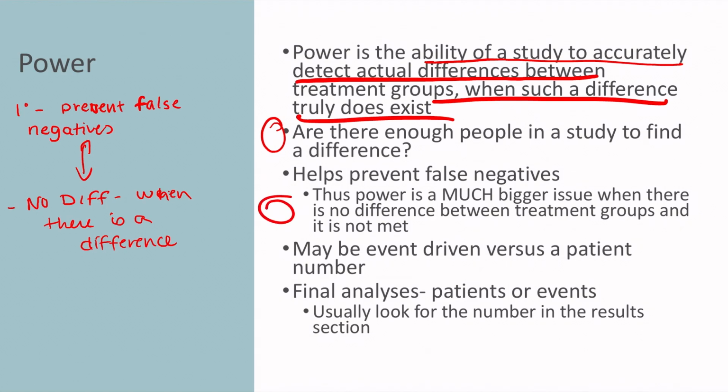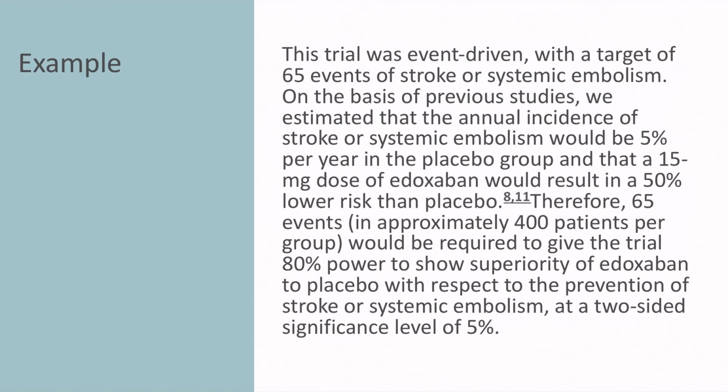This may be event-driven versus a patient number. So what you're going to want to do is look and see if, in the final analysis, the patients or events were enough to meet power. So let me give you an example. This is a statistics section from a trial that I use a lot to talk about journal clubs. What they targeted was 65 events of stroke or systemic embolism. This estimated incidence would be 5% per year in the placebo group and the 15 milligram dose of endoxifen, resulting in a 50% lower risk reduction.